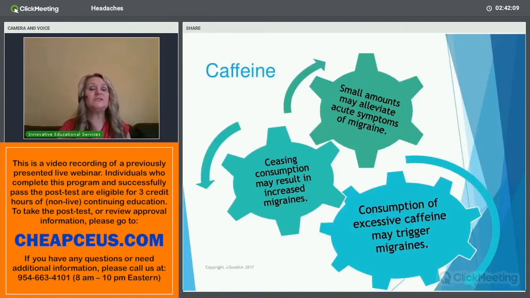The key is for individuals to pay attention to how their body responds to the caffeine in order to react appropriately, and modify either up or down their intake to see if it is functioning as a potential trigger for them related to their migraines.